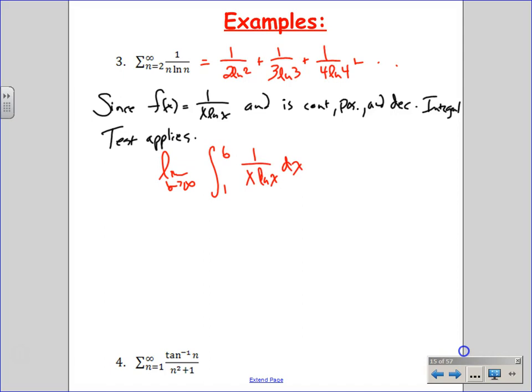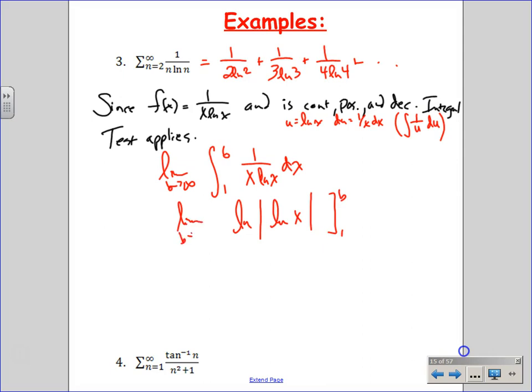Who's already thought of what to do? U sub. Good. Because can't I say u is equal to ln x? du is equal to 1 over x. So couldn't I rewrite my integral to be, 1 over x dx could be du. I have 1 over u du. So it's ln of ln x. Technically, it's ln of the absolute value of ln of x, right? Yeah.